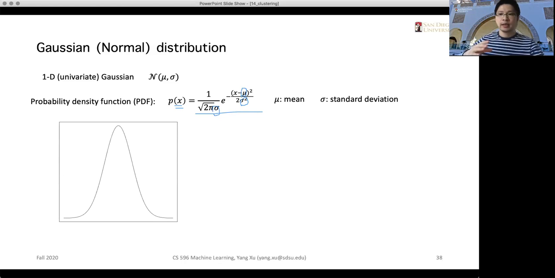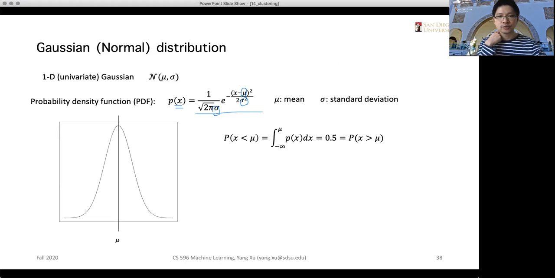And the height and the width is, and the position of the central point is determined by the mu and the sigma, okay? So mu is in the middle. What this function can be used for is to compute the probabilities of the inputs being above or below a certain threshold. For example, if we want to know the probability that a random variable x is lower than mu, and of course, we assume that this x is randomly drawn from this distribution.